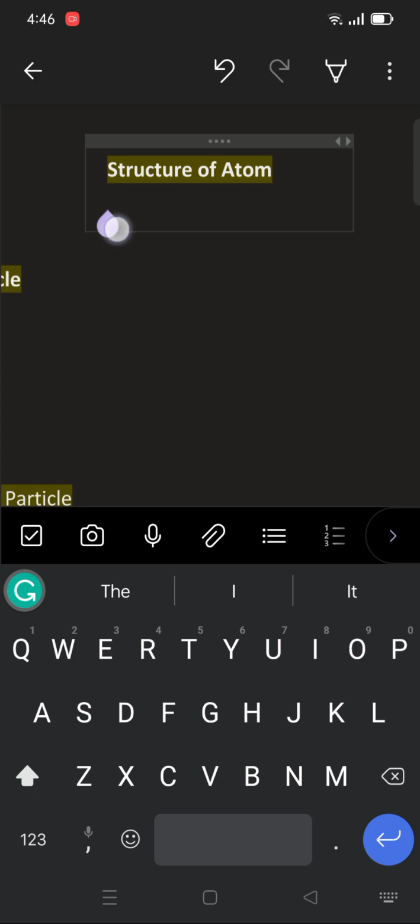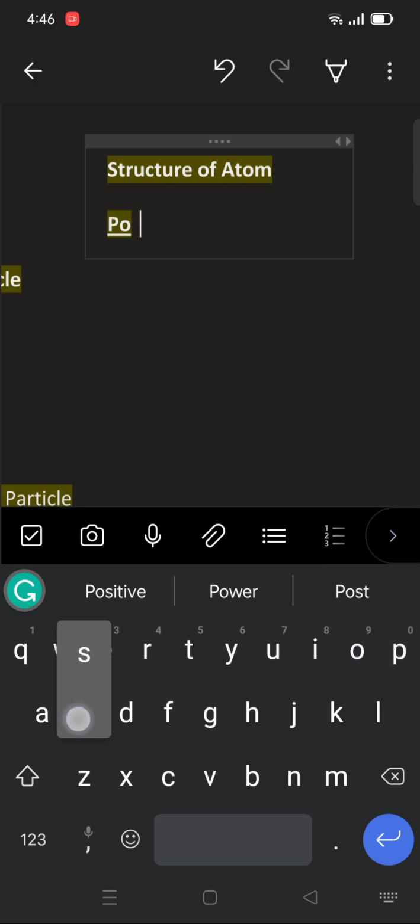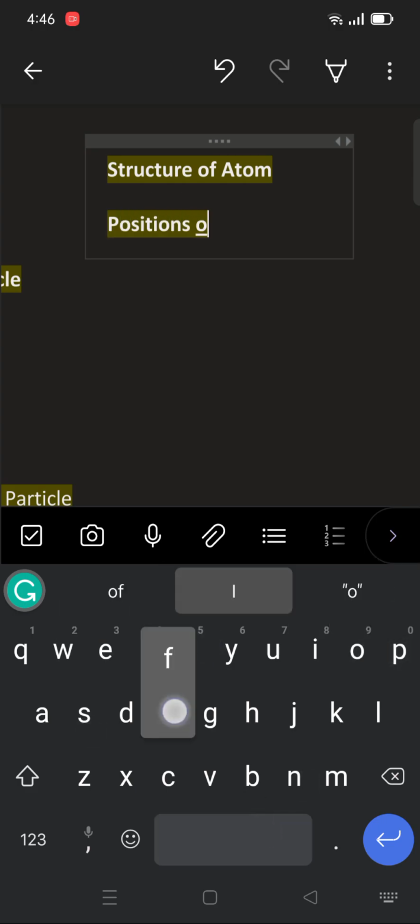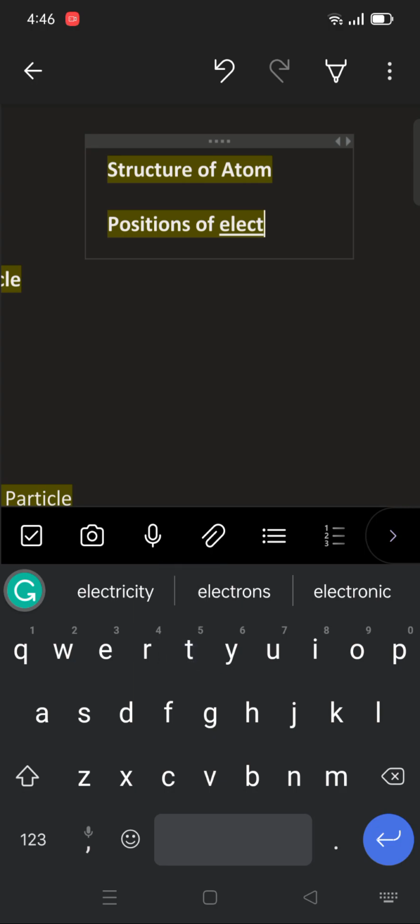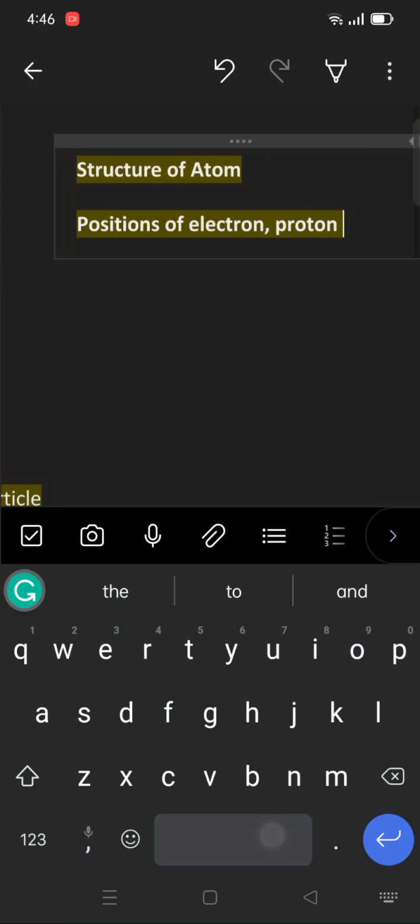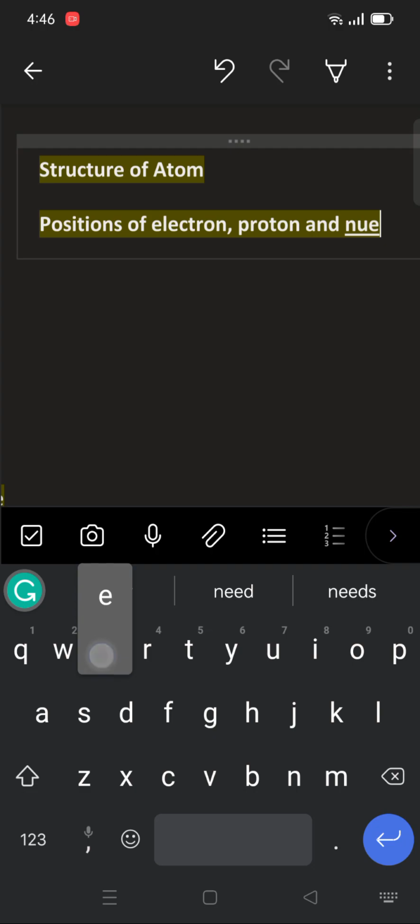Okay, so now basically structure or shape of atom is made by the positions of electron, proton as well as neutron. Let's write this here. It is made by the positions of electron, proton and neutron. Alright, so their position matters a lot.